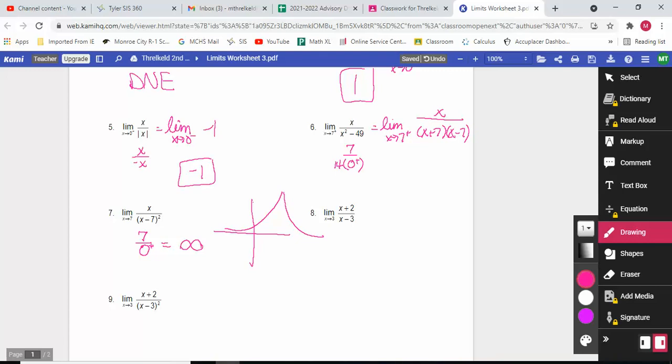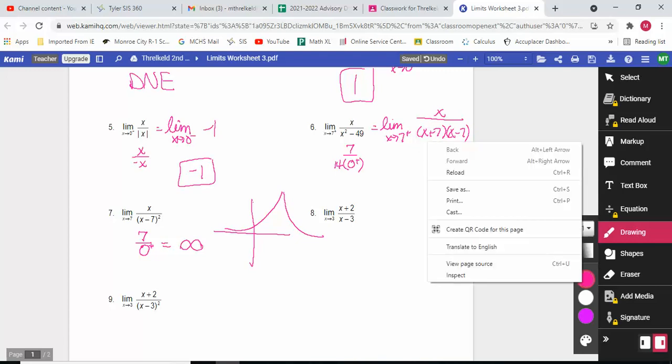How do you get 14? I plugged in 7 right here. 7 plus 7. So you plug it in unless it equals 0. Right, and then I have to stop and think about it.